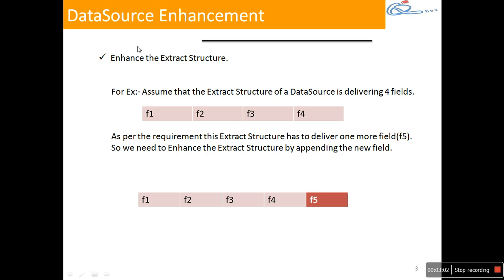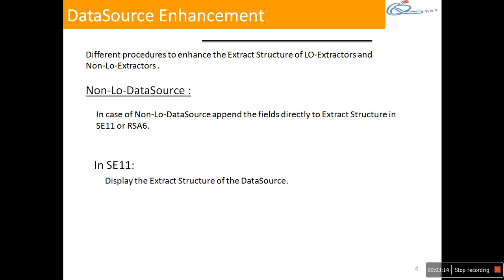Now if you look at enhancing, assume you have an extract structure with only 4 fields. You are not happy with this, you wanted a 5th field, then you append a new field to the structure. That is what enhancing the extract structure is. If it is a non-LO data source, you add the field directly to the extract structure. If it is an LO data source, you don't add the field to the extract structure; you append the field to the communication structure, and in the maintenance you move the field from the communication structure to the extract structure.